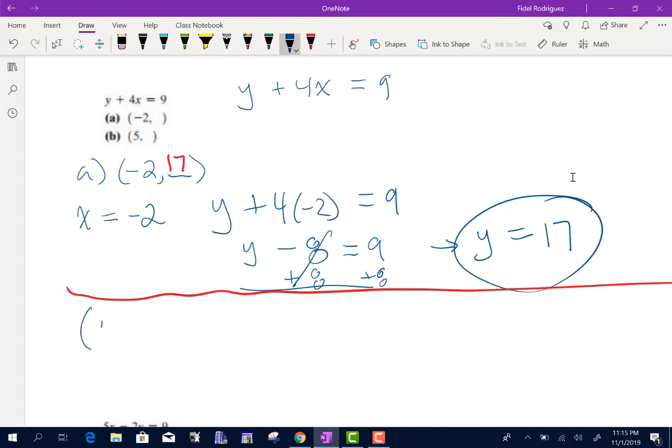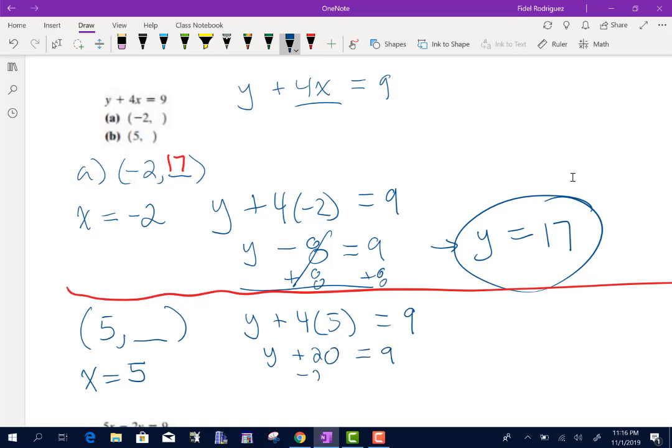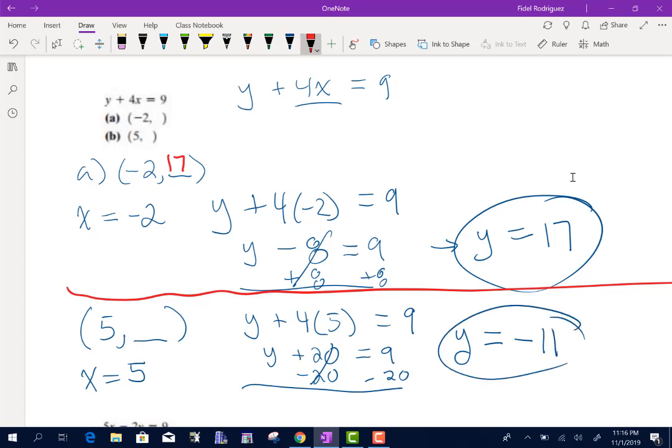The point we have now is 5 comma blank, which is just telling me that x is 5. So I'm going to write out my equation again: y plus 4, and where the x used to be, we're going to plug in the number 5, equals 9. So y plus 20 equals 9. When I go minus 20 on both sides, we end up with y equals 9 minus 20, negative 11. So right here, I'm going to put the number negative 11.